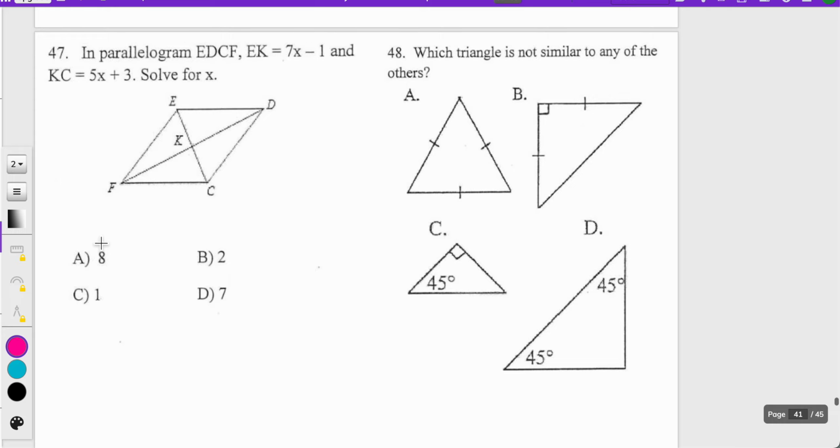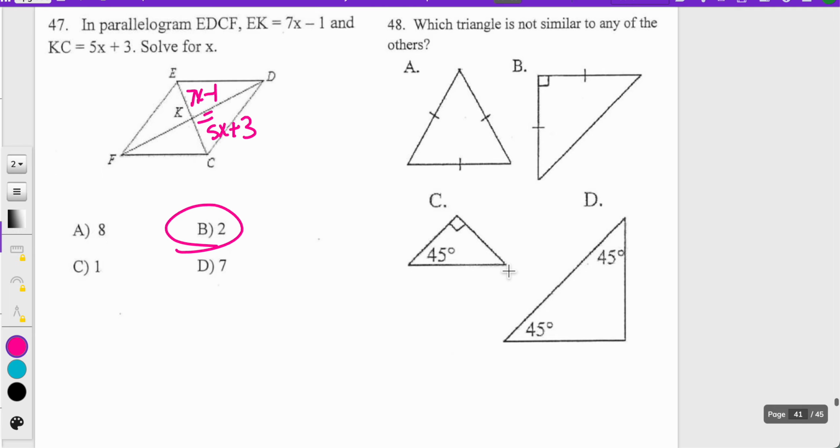Excuse me, in 47, in parallelogram, EK is equal to 7x minus 1, and KC is 5x plus 3. Those should be equal to one another, so if we're solving those, we're going to get x is equal to 2.